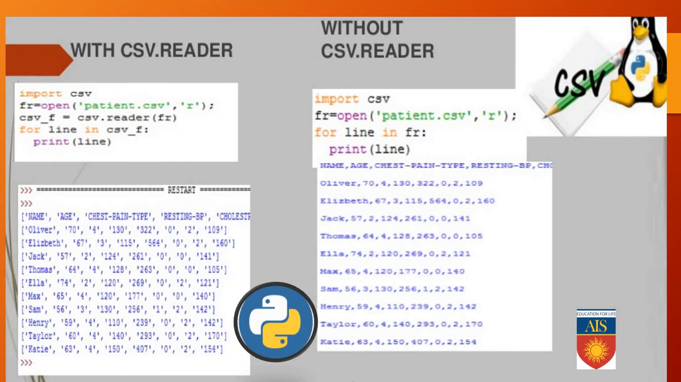That time the code will be: import csv, fr = open('patient.csv', 'r'), csvf = csv.reader(fr), for line in csvf: print line, and then it will follow the output. On the right hand side, without CSV reader: import csv, fr = open('patient.csv', 'r'), for line in fr: print line, and then we will get our desired output.